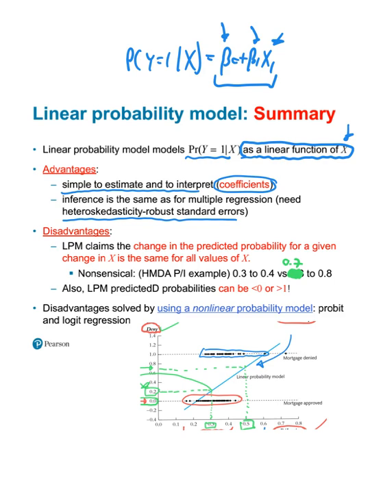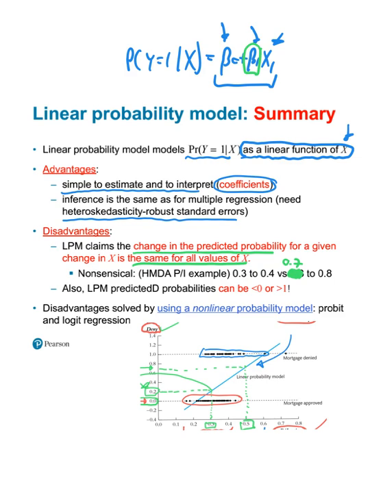Now, the problem is that this linear probability model, because it has a constant slope right here, let's say beta 1, by definition is going to assume that the change in predicted probability for a given change in x is the same for all x's. Right? So let's think about this. This is going to be nonsensical.